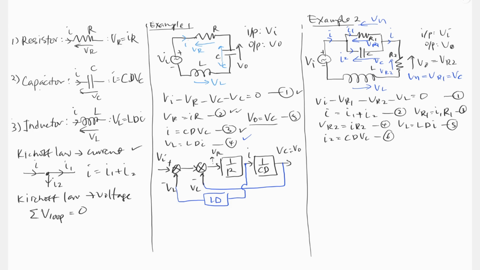Okay, we may start with the summing point. The input is Vi, so Vi should be on the far left of the diagram. We start to use equation number 1. So Vi minus VR2.